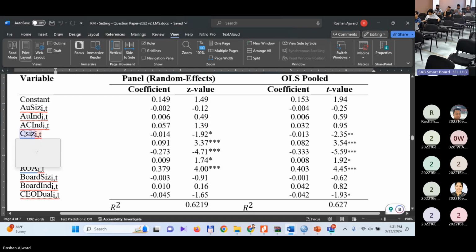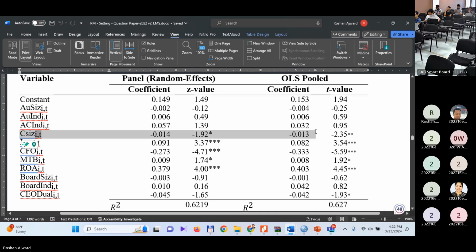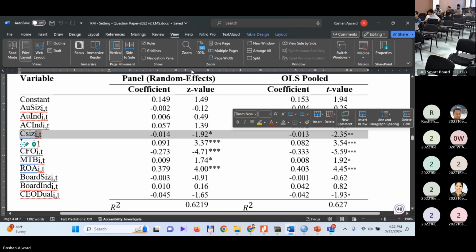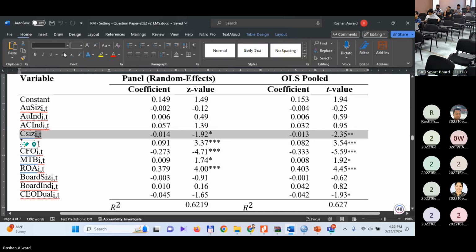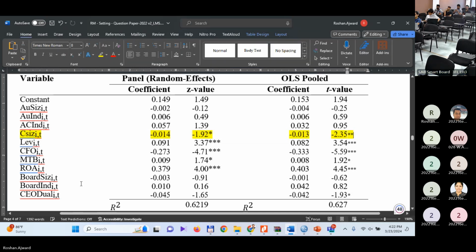Suppose this has C size, company size. That has a negative relationship, so you can highlight that. And then how about the leverage? Would you propose to increase the leverage? No, because it has a positive relationship. When leverage is going up, when the liability situation is going up, the companies tend to do what? Manage earnings. So don't say anything about that.